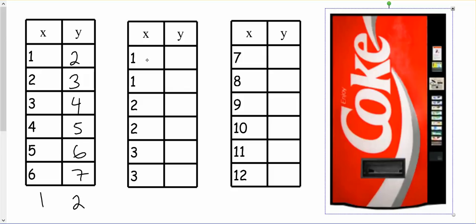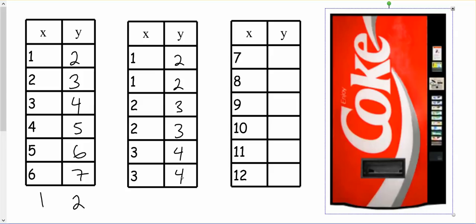Now, imagine yourself pressing this input more than once. When I input a 1, I get out a 2. When I input a 1 again, I get out a 2. When I input a 2, I get out a 3. When I press it again, I get out another 3. When I input a 3, I get out a 4. When I input a 3 again, I get out a 4.